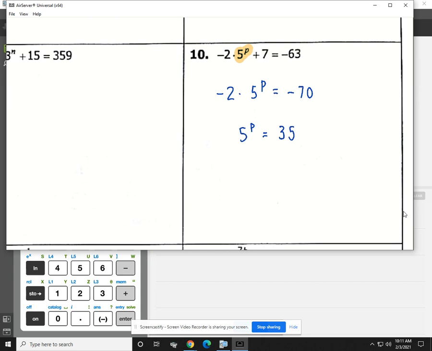Okay. Did I isolate my exponential expression? So we're ready to rewrite it as a logarithm. So here we go. Log. What's the base of my exponent? 5. So log base 5 of what? 35 equals what? So literally all I have to do is type this in and I've got my answer. Go to your calculator, alpha, window, number 5, log base 5 of 35.